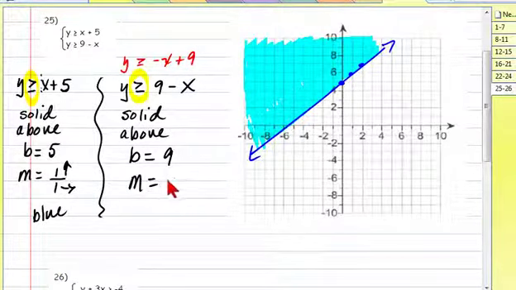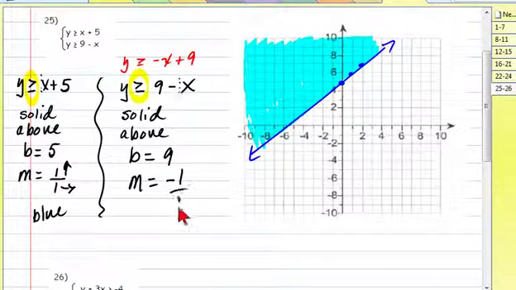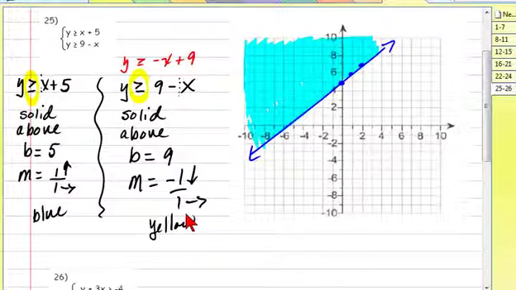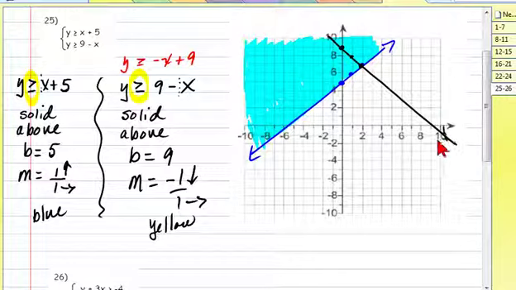How will I move? Well, what's the slope? Negative 1. There's an implied 1 there. It's with the x. It's over 1. So it's down 1, right 1. And I will do this one in yellow. So begin at 9. From there, go down 1, right 1, down 1, right 1. Draw a solid line. And I'm supposed to shade above it.